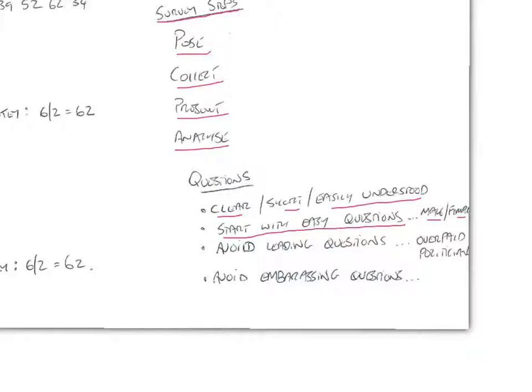We should avoid leading questions, so do you think politicians are overpaid? That's not a great question for a survey, because it's kind of putting the thought into the candidate's mind, and they might just agree with that. And the last rule we need to watch is that we avoid embarrassing questions. So we don't ask people their age, we ask them to tick within an age range, 15 to 20, 20 to 25, or 21 to 25, and so on. Okay.